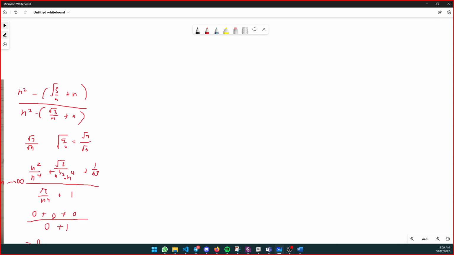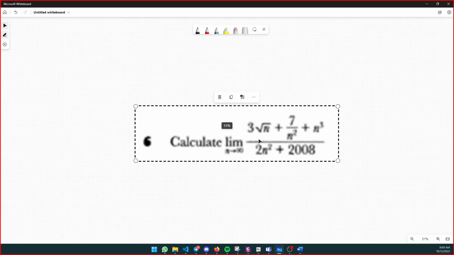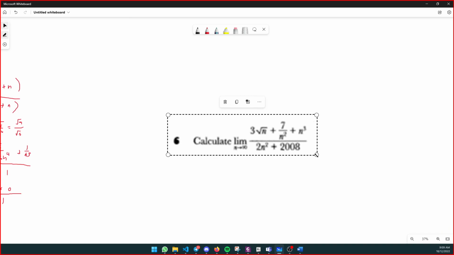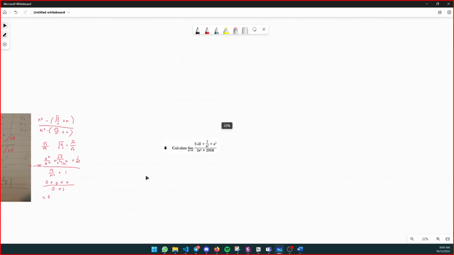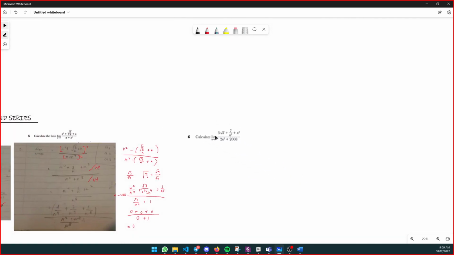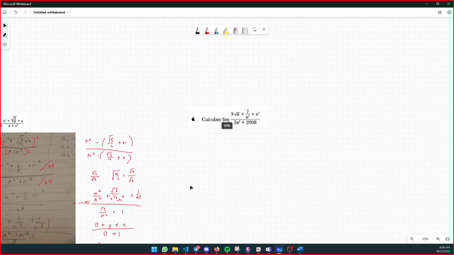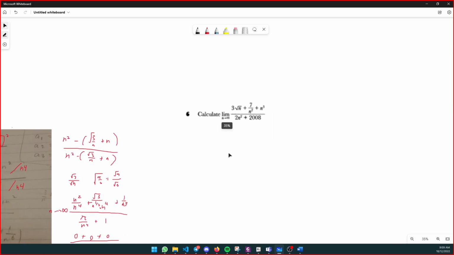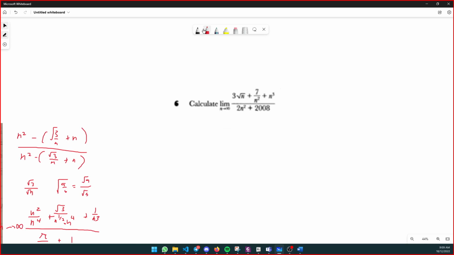Okay, let's go for question 6. Have you already attempted question 6? I haven't, because I'm less smart. No, there's no such thing as that. You just haven't tackled the problem, that's all. Okay, let's try question 6, and we can go for the harder questions. This question I didn't try, so I will do it now.